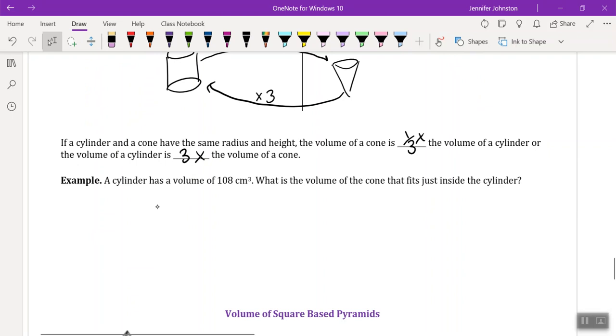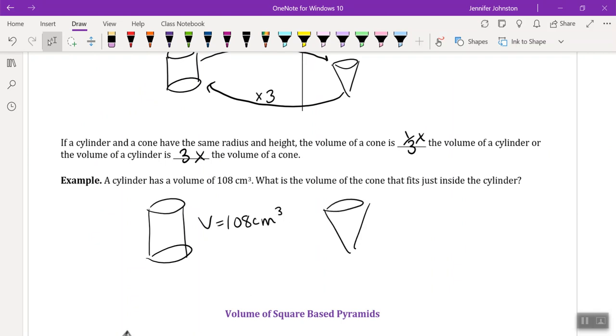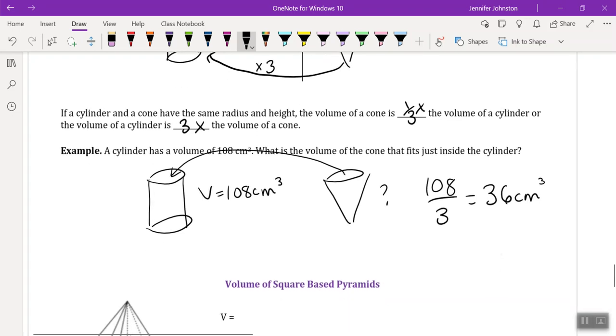Alright, so if we have a cylinder with a volume of 108 centimeters cubed, what's the cone going to be? Which one's bigger? This one's bigger by 3 times. So what number times 3 gives you 108? That's the same thing as doing 108 divided by 3. The cone is always smaller, 3 times smaller. 36 centimeters cubed. So 3 of these cones fit inside that cylinder.